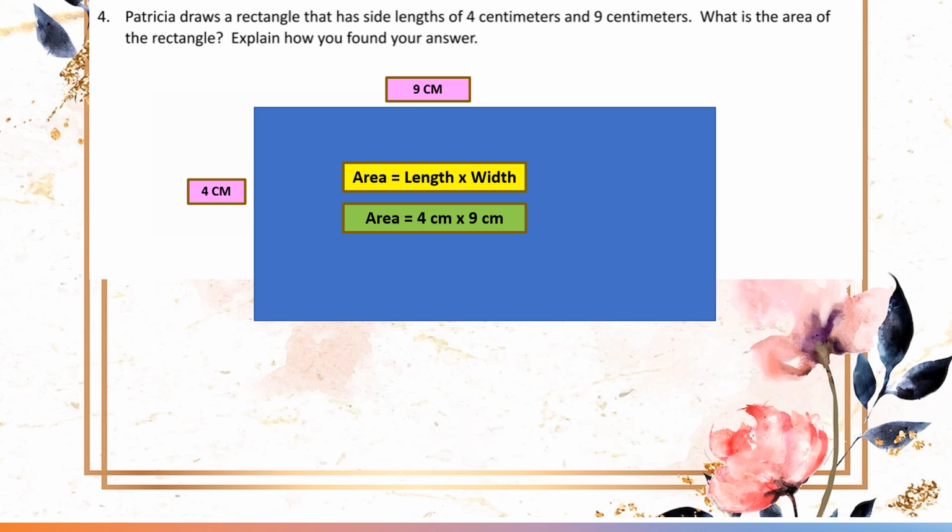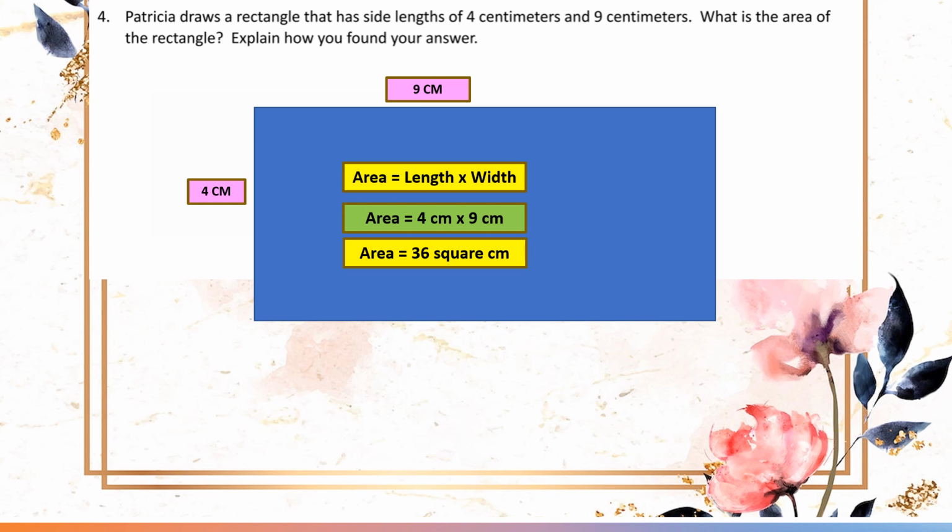Now, you can complete a ratio table or count by 4s or count by 9s, which is shorter, to determine your answer. And once you finish your calculations and you complete your work, then your answer should be 36 square centimeters. 4 centimeters times 9 centimeters is 36 square centimeters.